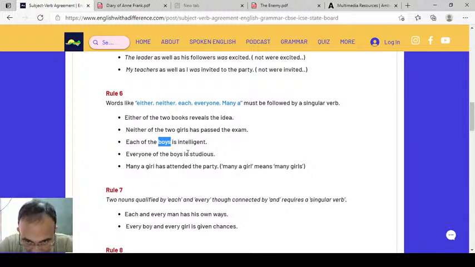So each of the boys is intelligent. It's not "each of the boys are intelligent," right? Next, every one of the boys is studious. Okay, same formula. Every one, the verb will agree with.